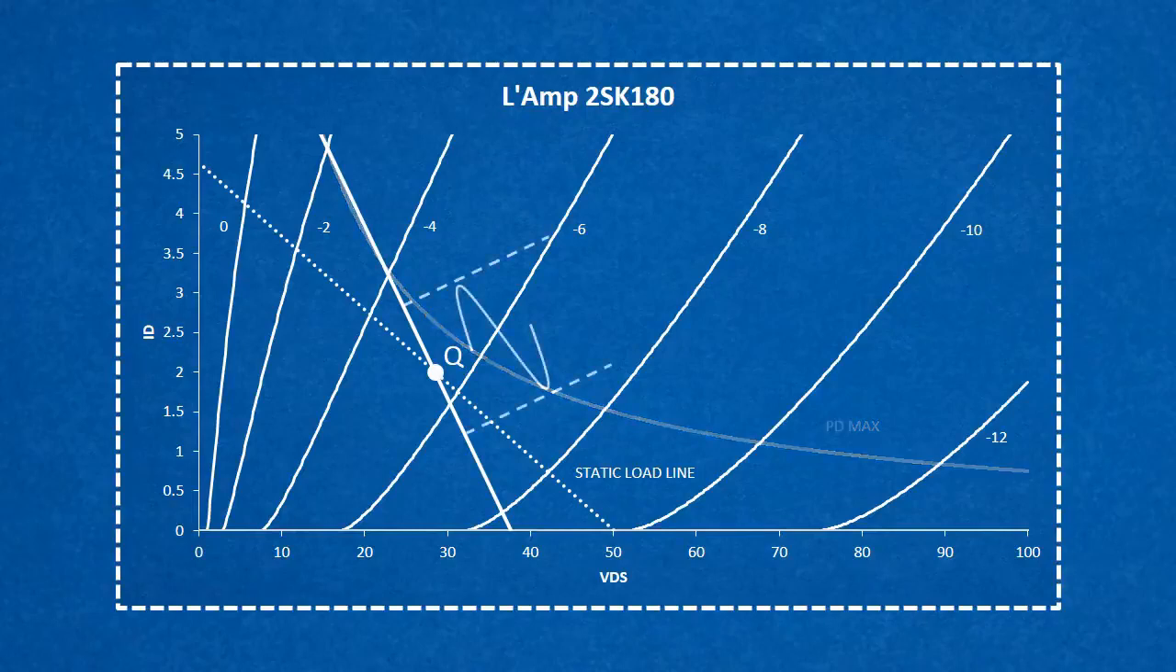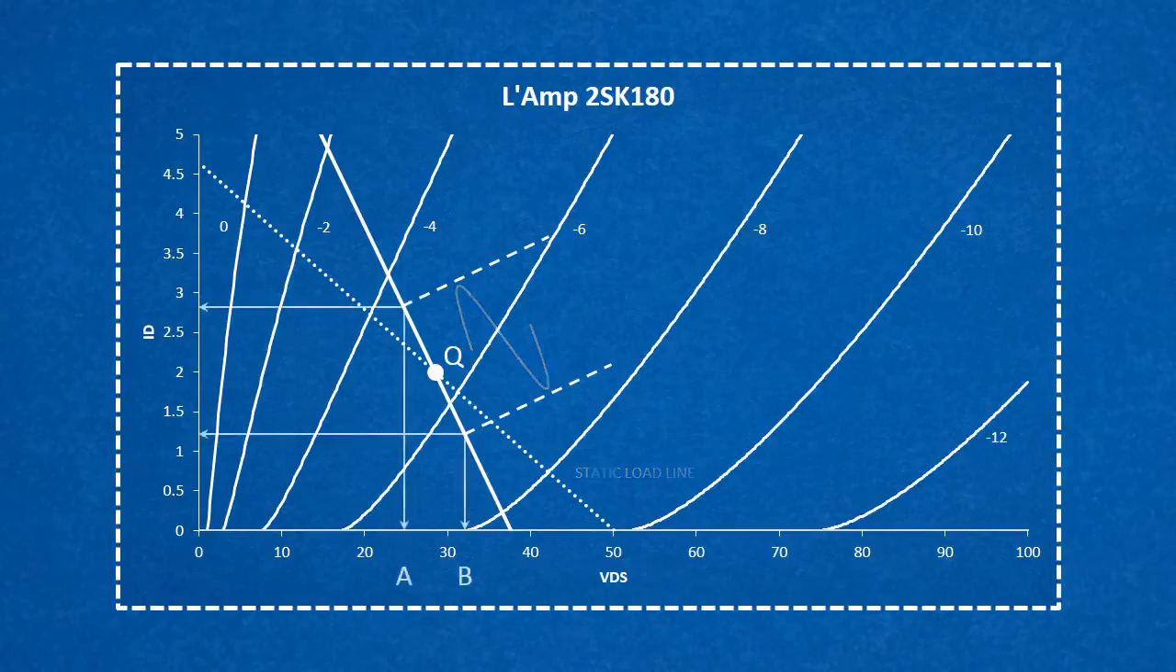Once we've drawn the dynamic load line, we can visually analyze how it will behave when we introduce a signal between the gate and source. The sine wave shown here is around 2 volts peak to peak. At the output, we get a sine that swings from around 24 volts, point A, to 33 volts, point B. That's about 9 volts peak to peak out for 2 volts peak to peak in. Houston, we have amplification.